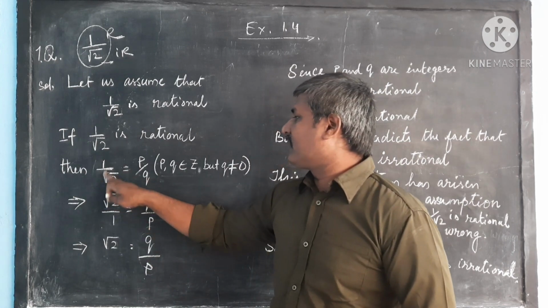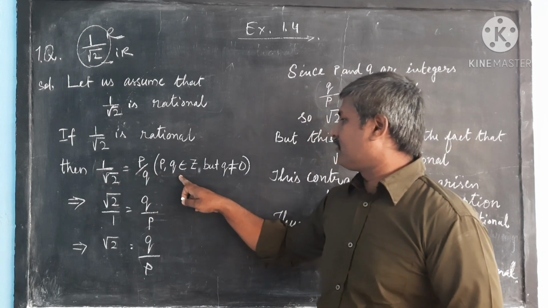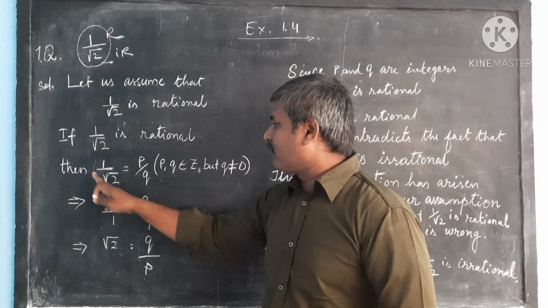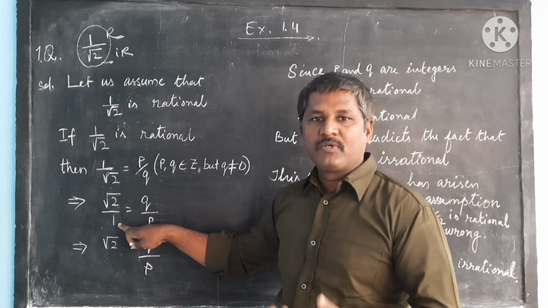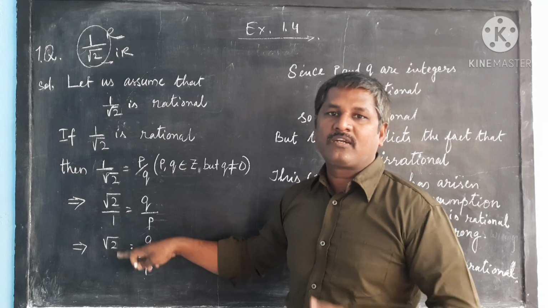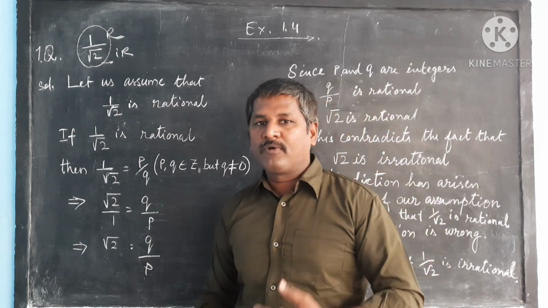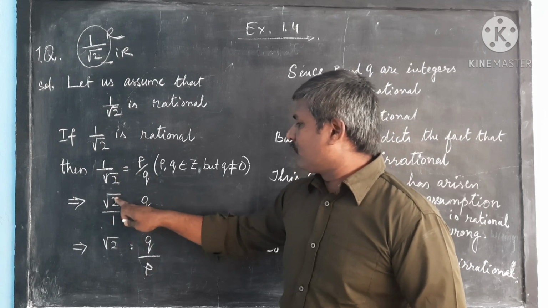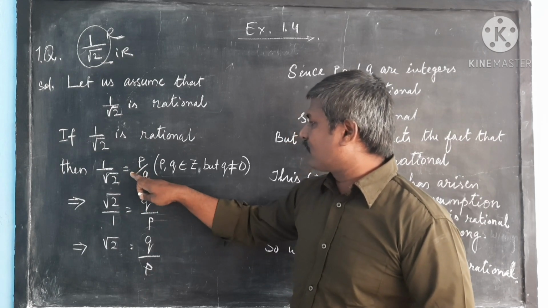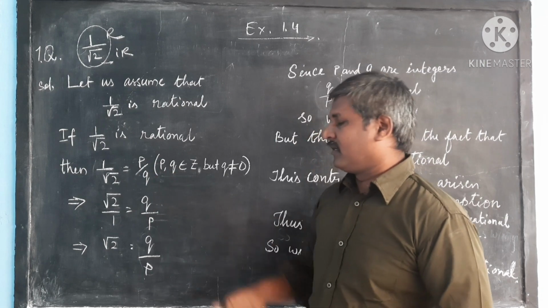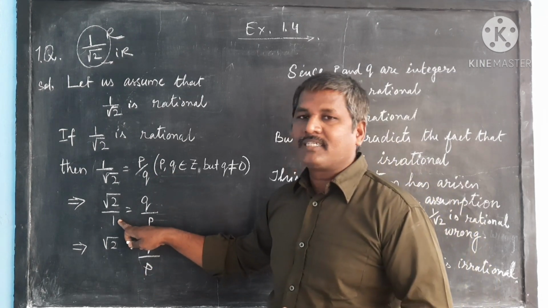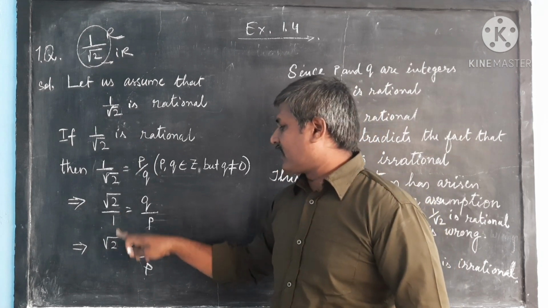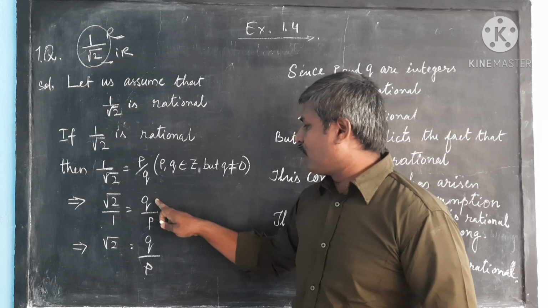So then I can write here 1 by root 2 is equal to p by q, where p and q belong to Z but q doesn't equal 0. Then I can take the reciprocal. When we take the reciprocal, the denominator becomes the numerator and the numerator becomes the denominator. By the reciprocal you get root 2 by 1 is equal to q by p. Thus, you can omit the 1 as its denominator is 1. If the denominator is 1 for any number, you can omit it. Then you get root 2 is equal to q by p.